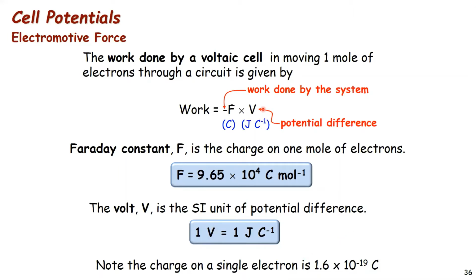Okay, so again, the volt is units of volts, but we could refer to it as joules per coulomb. You can see now that the coulombs cancel, and that would leave us with joules.